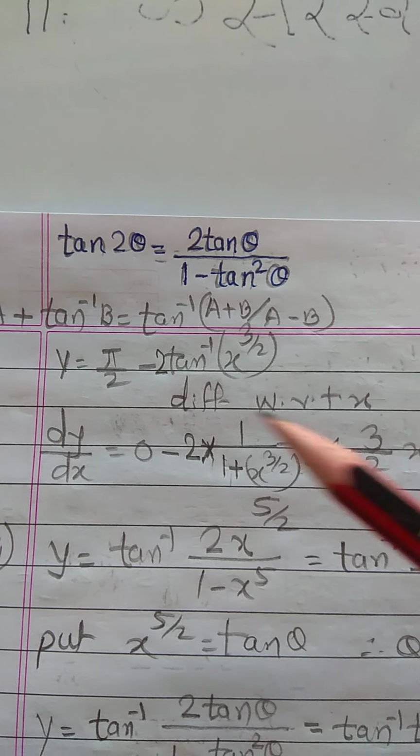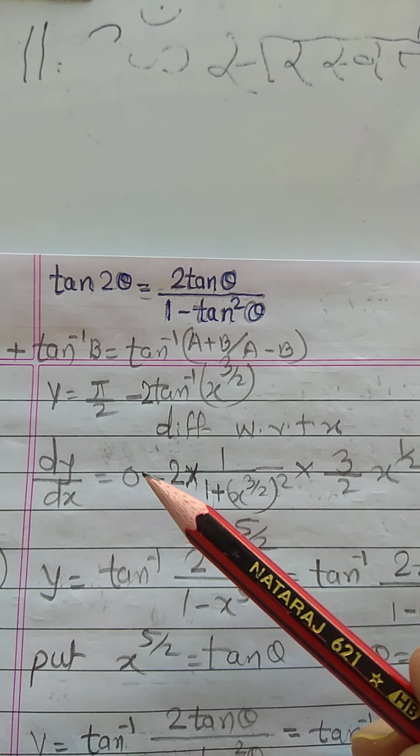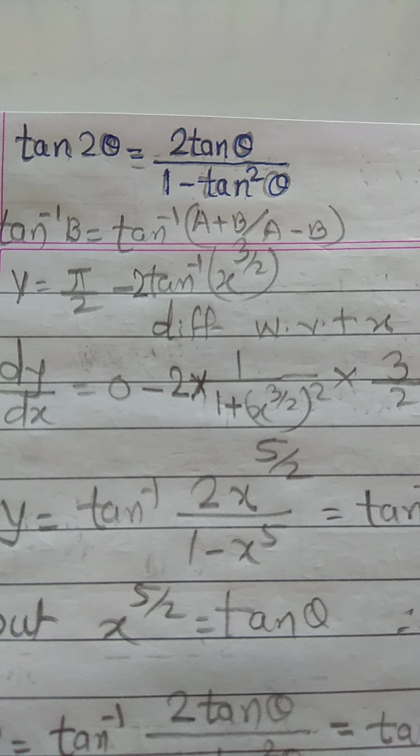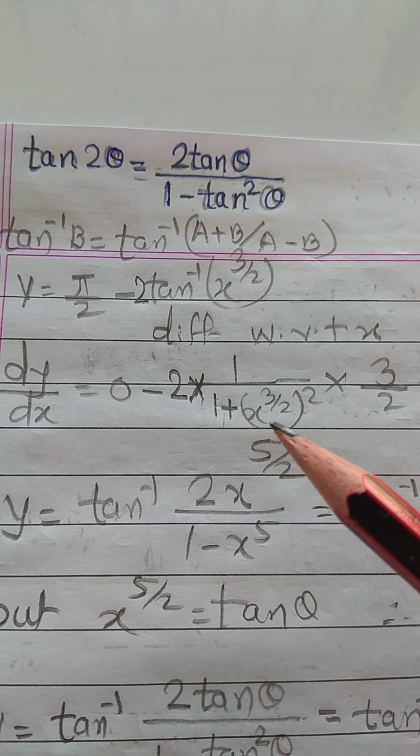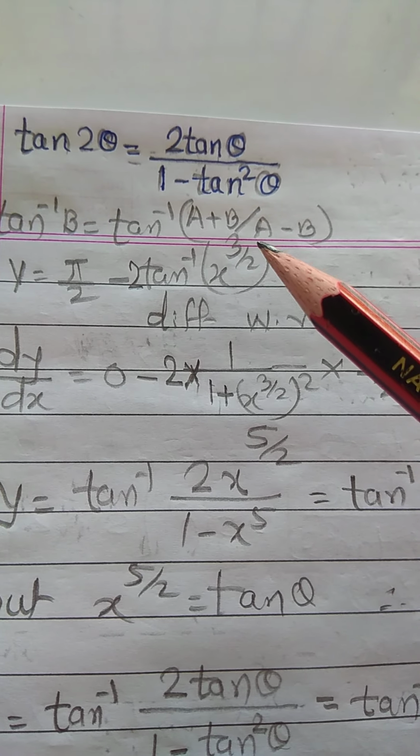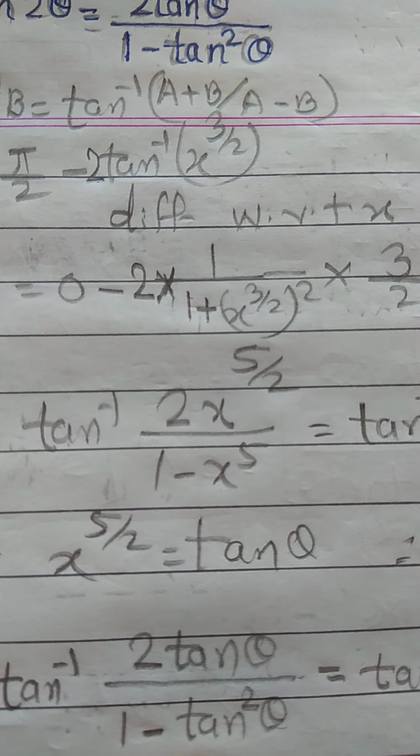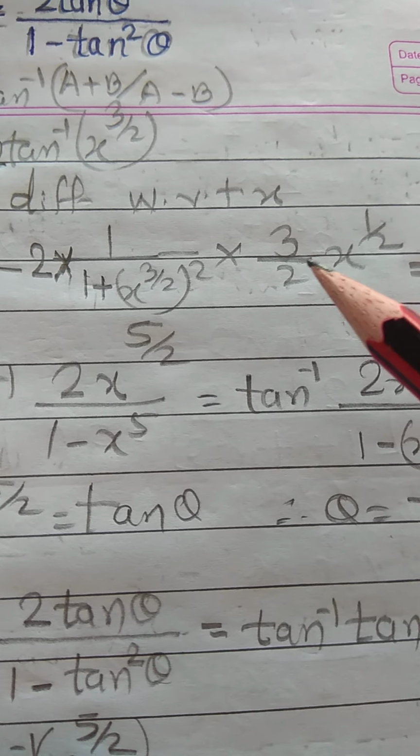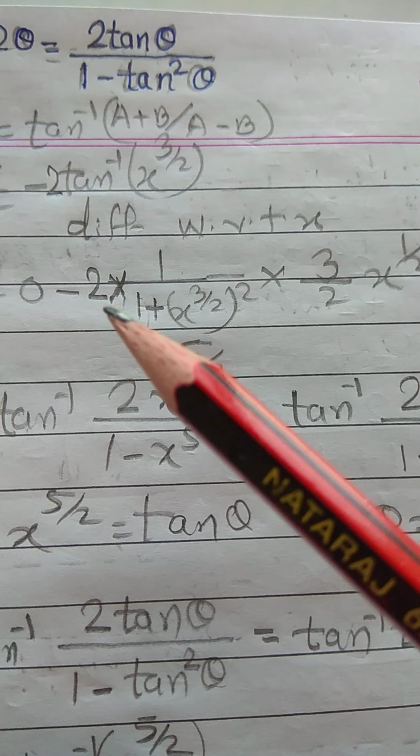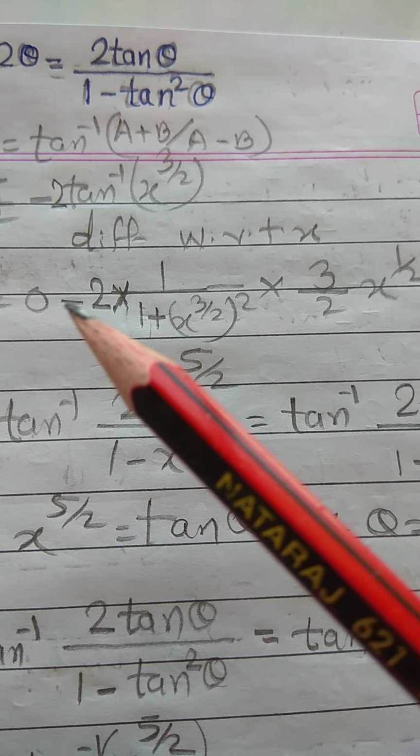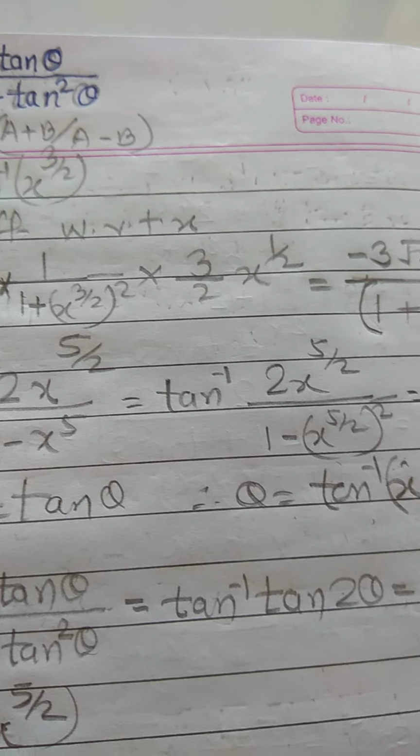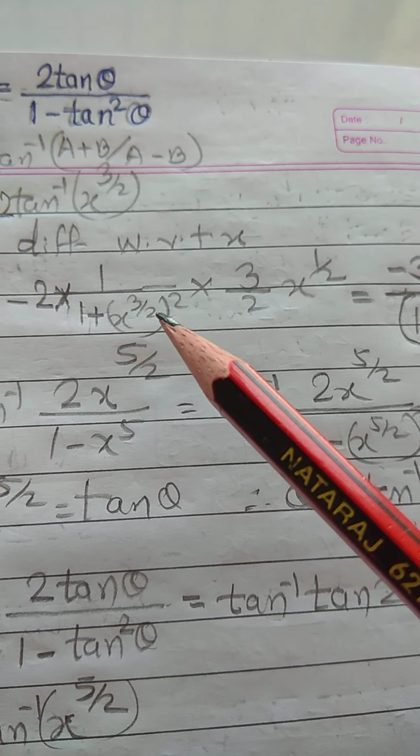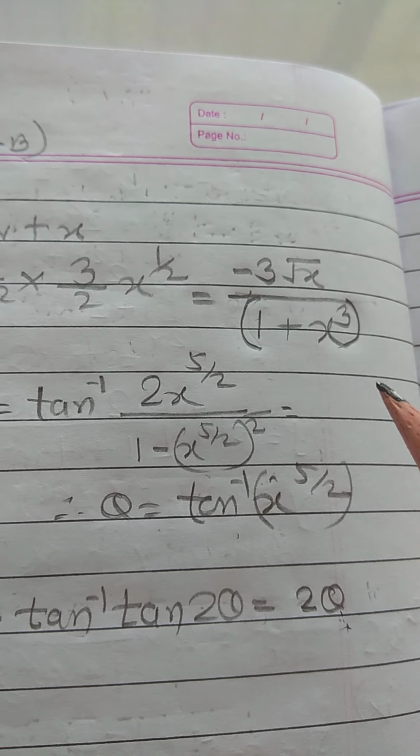See here, same thing: derivative of pi by 2 is 0, minus 2, constant along with variable as it is, and derivative of tan inverse is 1 upon 1 plus x square. Therefore, it is 1 upon 1 plus (x raised to 3 by 2) square, and the derivative of x raised to 3 by 2 is 3 by 2 x raised to half. So this 2 and 2 will get cancelled. So the final answer is minus 3 times x raised to half, which means root x, upon 1 plus (x raised to 3 by 2) raised to 2, which gives you x cube.